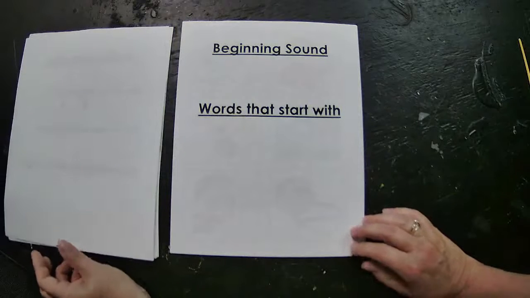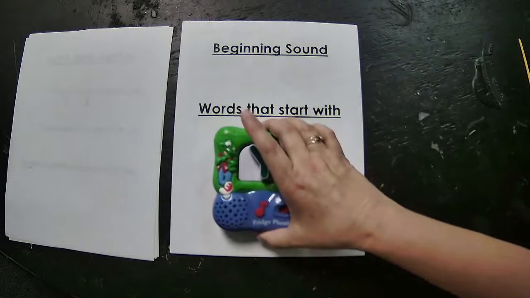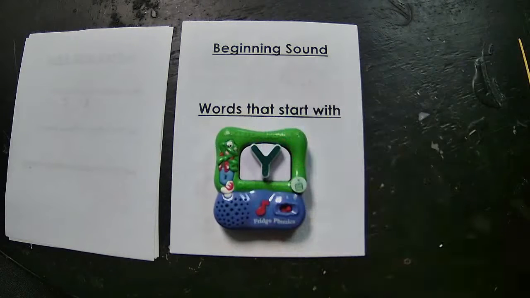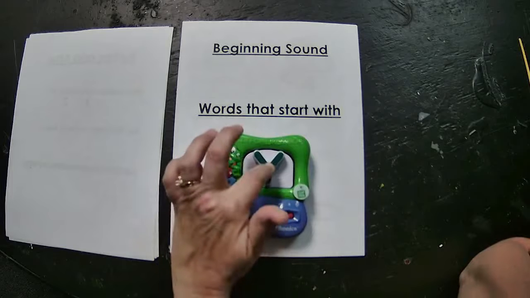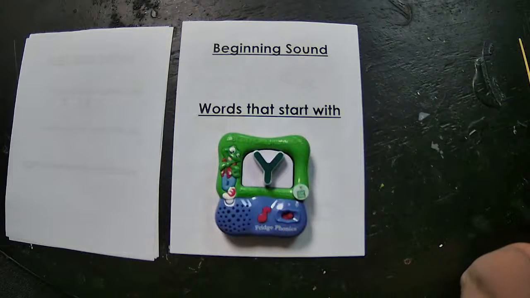Okay, we need to know what sound the letter Y makes. So for that, we're going to get out our fridge phonics. You have your listening ears on? Okay, ready? Y. Y says Y, and Y says I. Every letter makes a sound. Y says Y, and I.